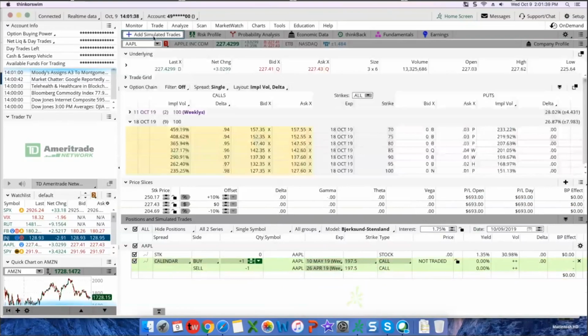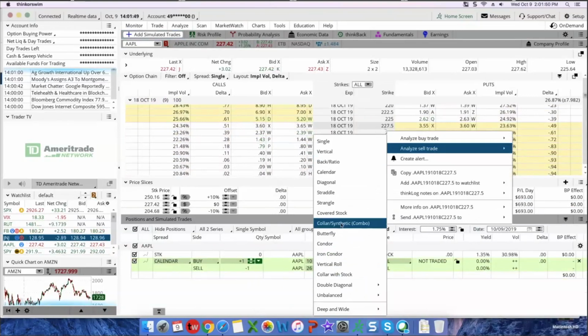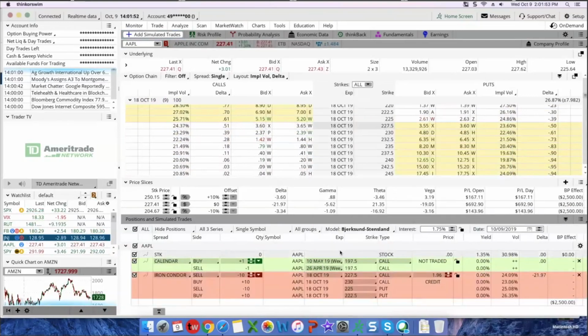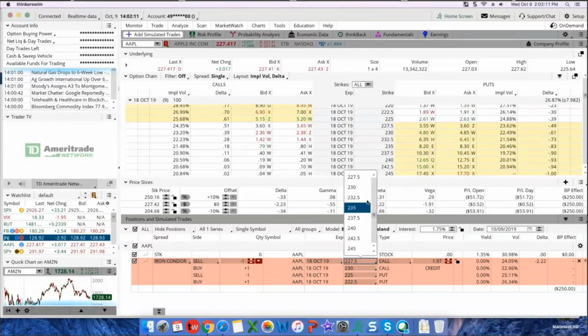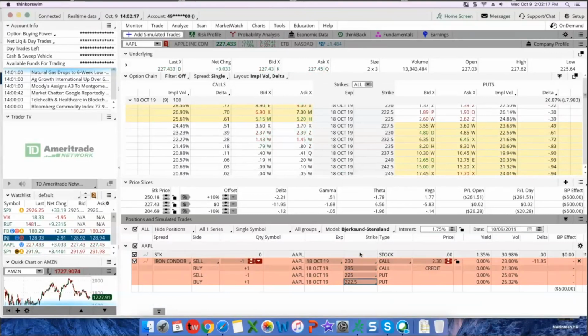Let's go to Apple. I'm going to do an Iron Condor, sell Iron Condor. All right, and let's see what they charge me. This will be the test. Now we're in stocks, because you have the CBOE fee in the SPX. So let's say I sell the 230 call, I buy the 235 call. I'm just going 2.5 points out of the money. And then I sell the 225 put, and I buy the 220 put.